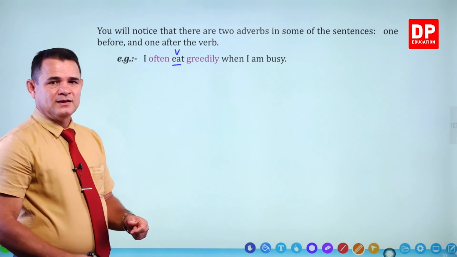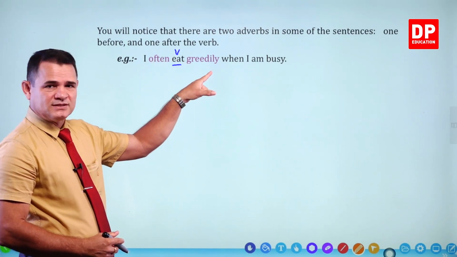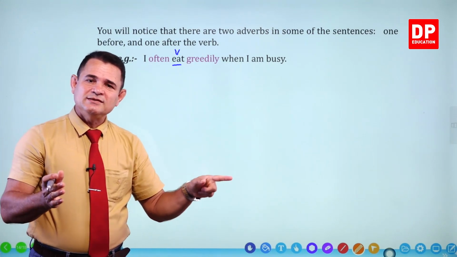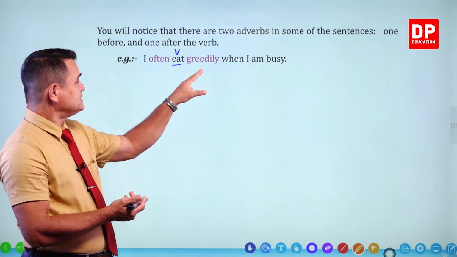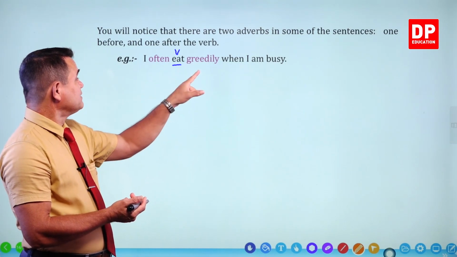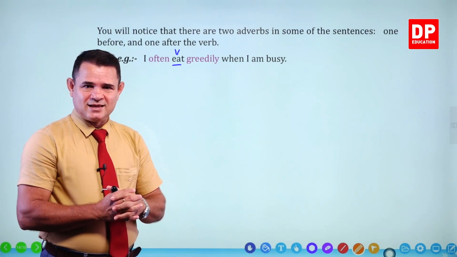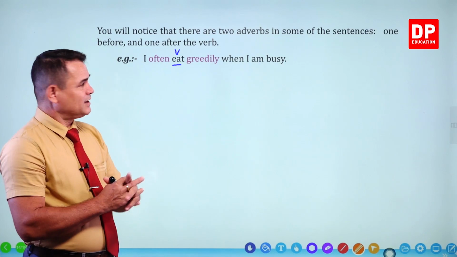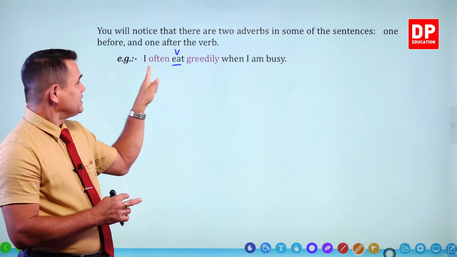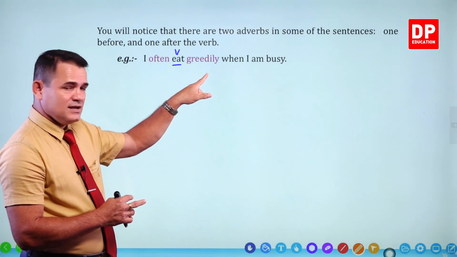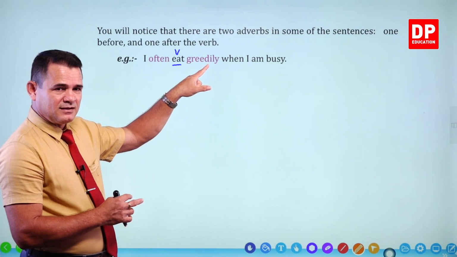Eat is the verb. Some adverbs go before the verb, some after the verb. So you use it in this way also. Right? But you never change this: I greedily eat often. Remember where to use the adverb. I eat greedily. How do you eat? Greedily.